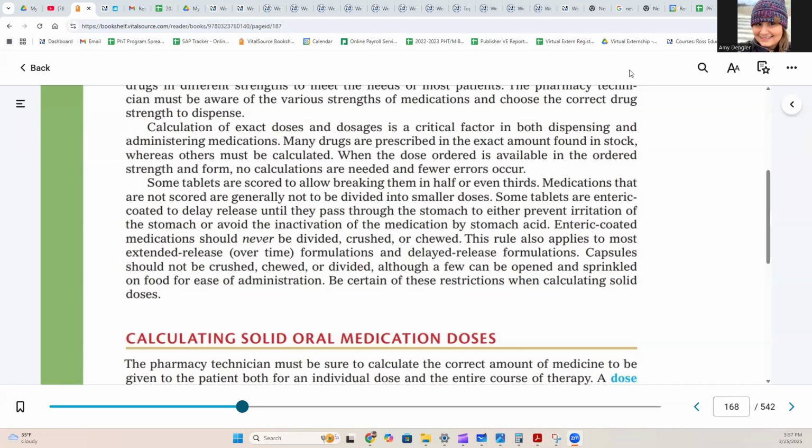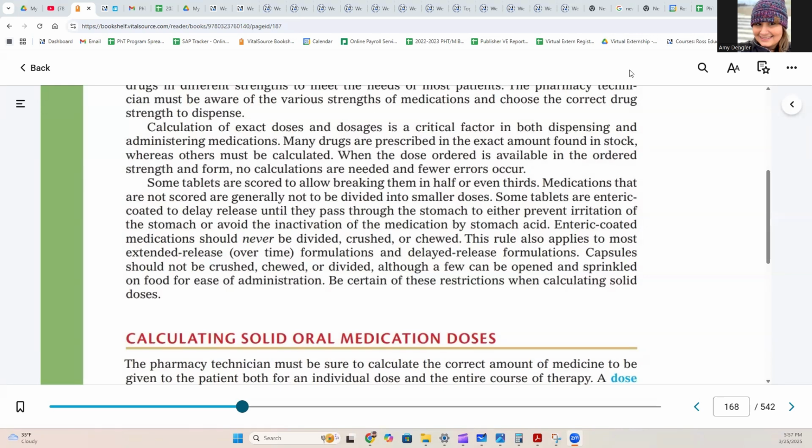Calculation of exact doses and dosages is a critical factor in both dispensing and administering medications. Many drugs are prescribed in the exact amount found in stock, whereas others must be calculated. When the dose ordered is available in the ordered strength and form, no calculations are needed and fewer errors occur. Some tablets are scored to allow breaking them in half or even thirds. Medications that are not scored are generally not to be divided into smaller doses.